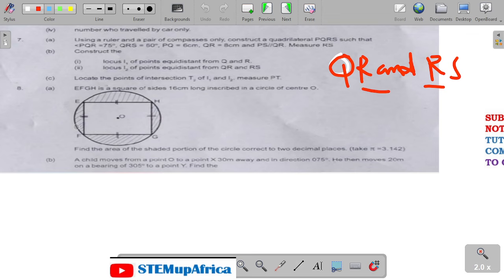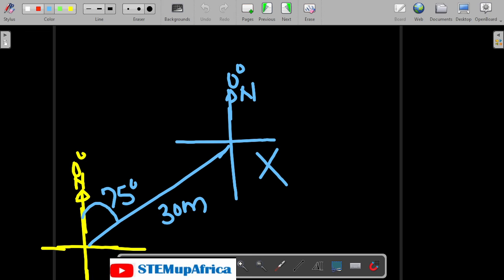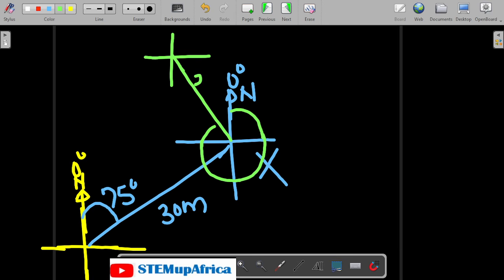It then moves 20 meters on a bearing of 305. 305 means you rotate from here. Here is 90, 180, 270. Let's take somewhere as our 305. It will have a shorter distance because it's just 20 meters. The first one is 30 meters, so here is 20 meters. The distance will be shorter. So I can now join from here to here. Here is called the Y.